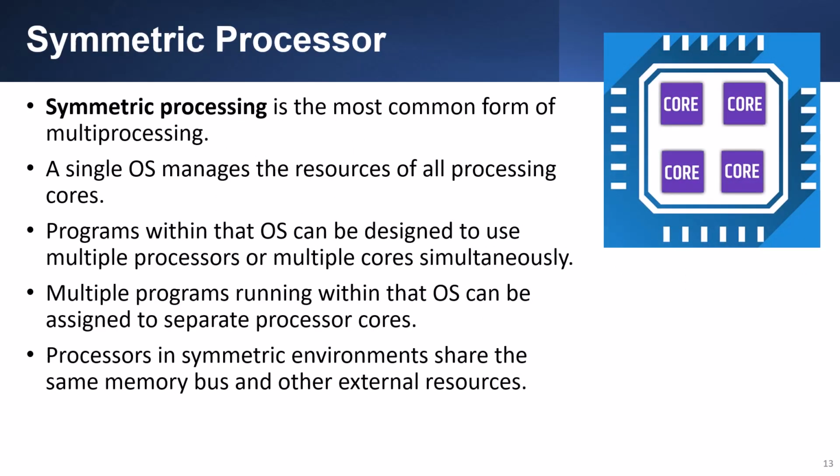Symmetric processing is the most common form of multiprocessing, where a single operating system manages the resources of all processing cores. Programs within the OS can be designed to use multiple processors simultaneously, or multiple programs can be assigned separate processors. Processors in symmetric environments share the same memory bus and other external resources.